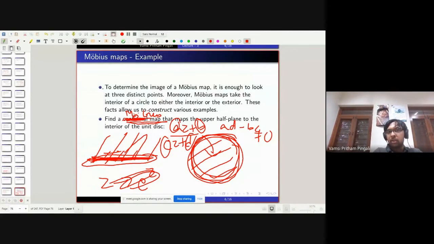And I claim that these properties tell you that if you manage to take the boundary to the boundary, then this part either goes inside the unit disk or outside. So at the very least, we'll be in very good shape if you manage to take this straight line to this circle under this Mobius map. So the question is, how can I choose a, b, c, and d so that this straight line goes to this circle?